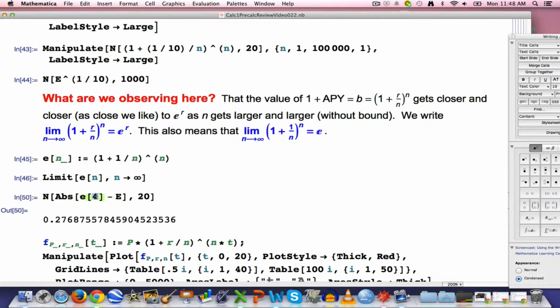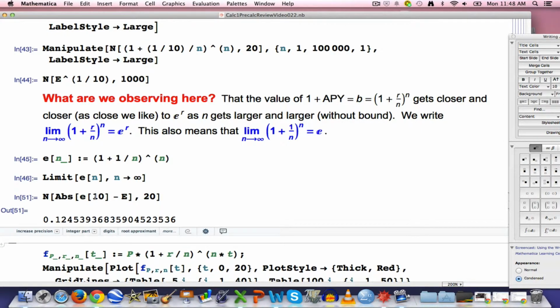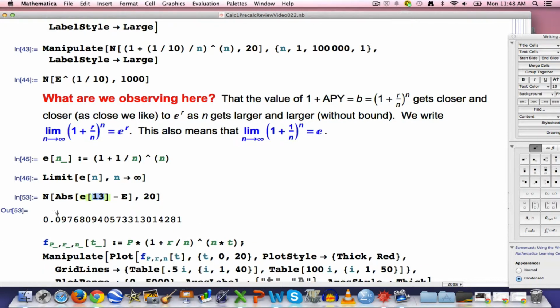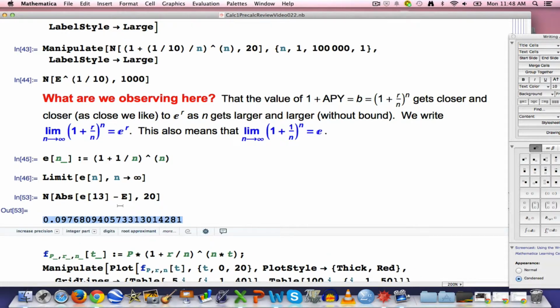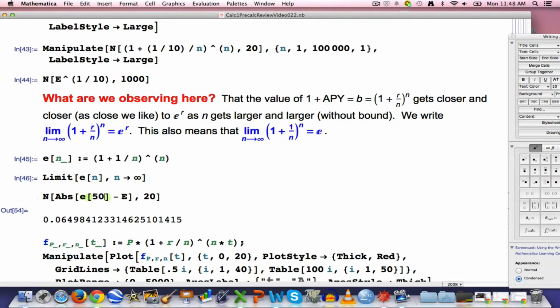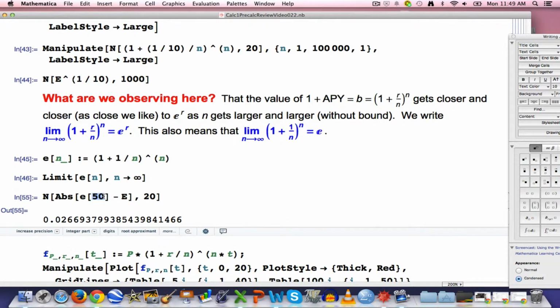Can I make that distance less than 0.1, for example? Yes, by taking n sufficiently large, maybe 10 will work. Nope, doesn't quite work. Let's try 12. Not quite. Try 13. There we go. 13 is the first value of n that makes the distance less than 0.1. How about 0.01? 1/100th. Try n is 20. Nope. Try n is 50. Not quite. Try n is 70.